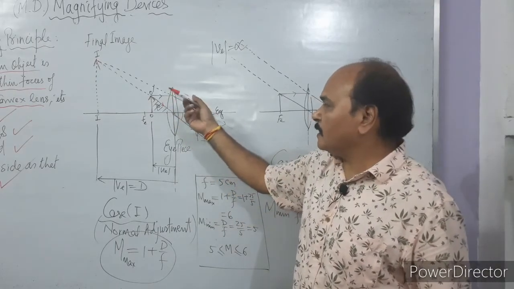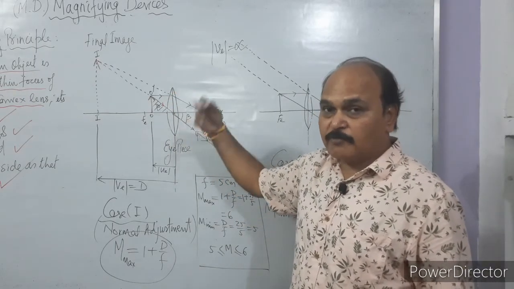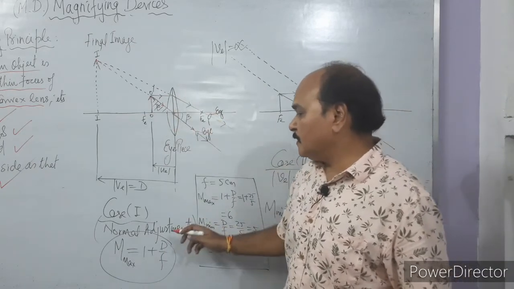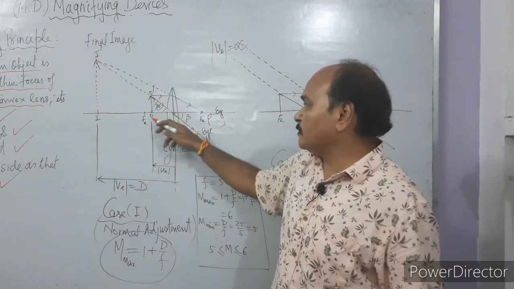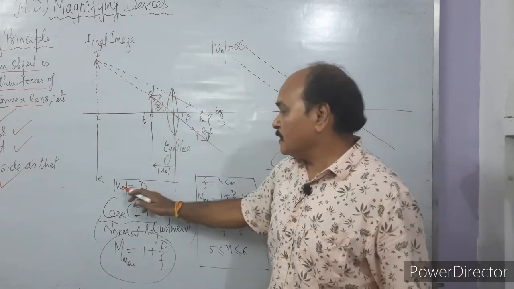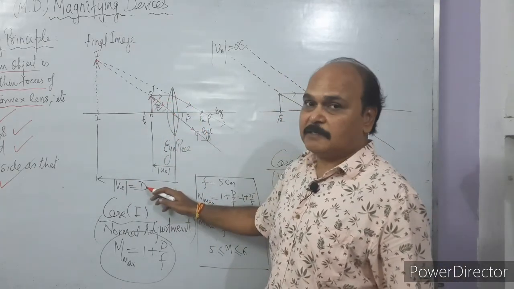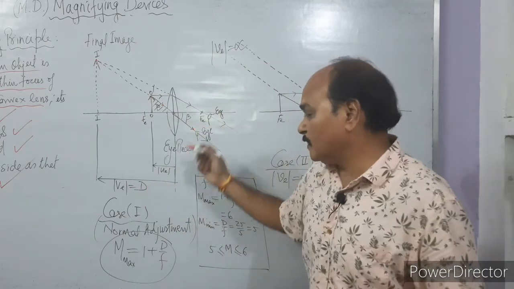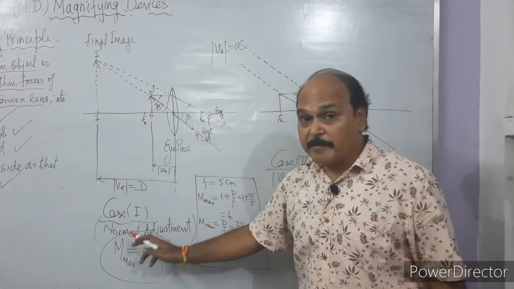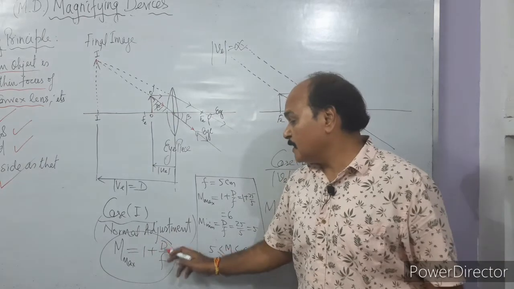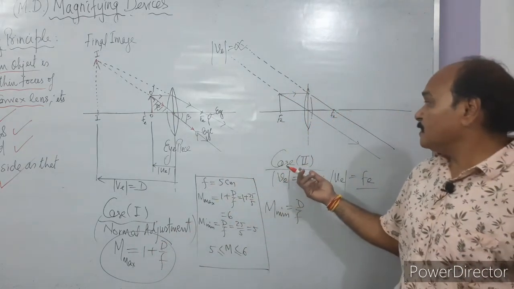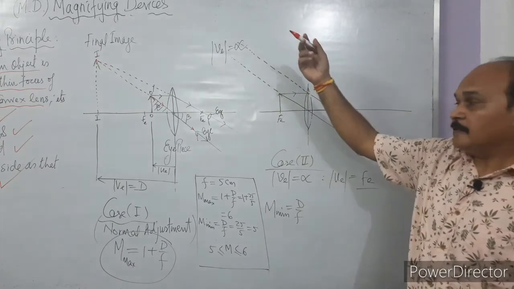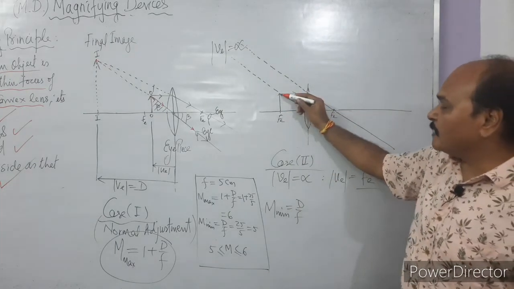Children, this is the ray diagram for situation 1 when the final image is seen closest to the eye. In that case, of course, the object is as usual within focus. This VE is equal to D. And in this case, we know that the value of M is maximum and it is 1 plus D upon F. Well, in case 2, when the image is seen farthest from the eye, the object is placed at the focus.